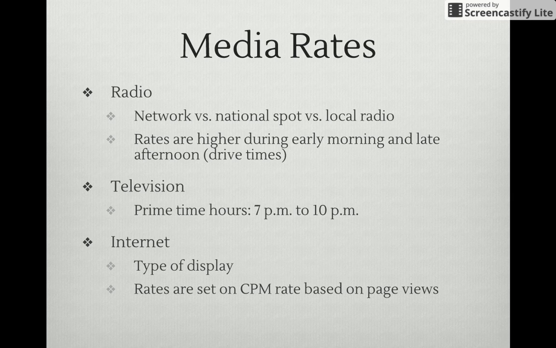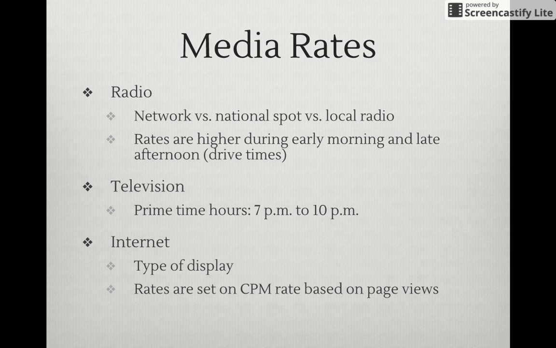And then television, I talked about this as well earlier. Television, the prime time hours are 7 p.m. to 10 p.m. So that's when you want your commercial on, but that's when everybody wants their commercial on. So that's why those rates would go up as well.